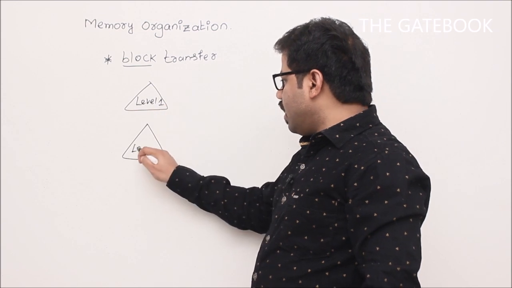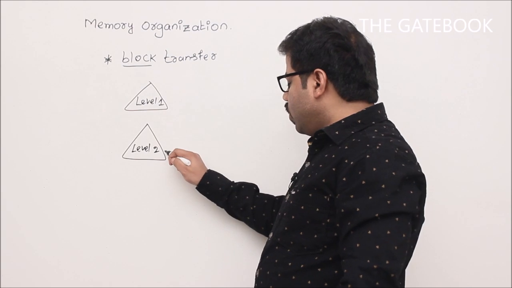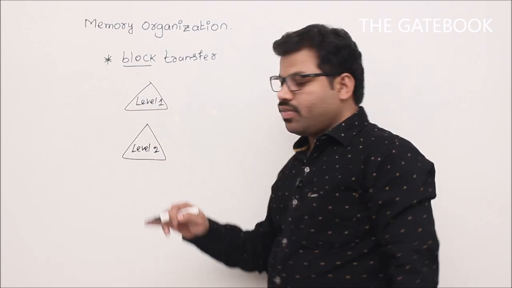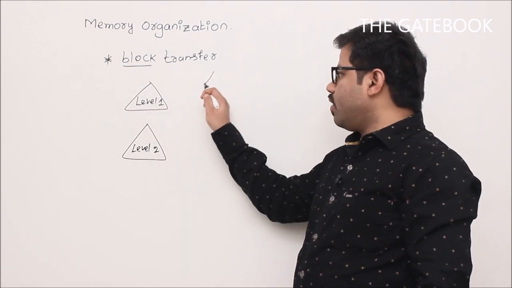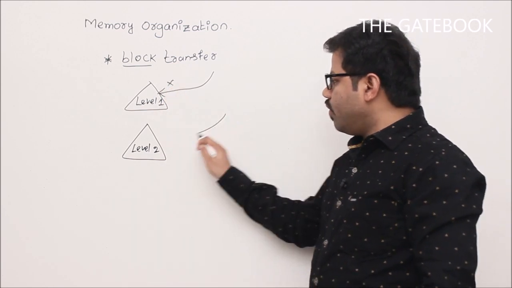So when you are dealing with level 1 and level 2, assume that level 2 has the data, level 1 doesn't have it. You are searching for that data, okay? You are looking for data which is not available in level 1. Then we will come to level 2.